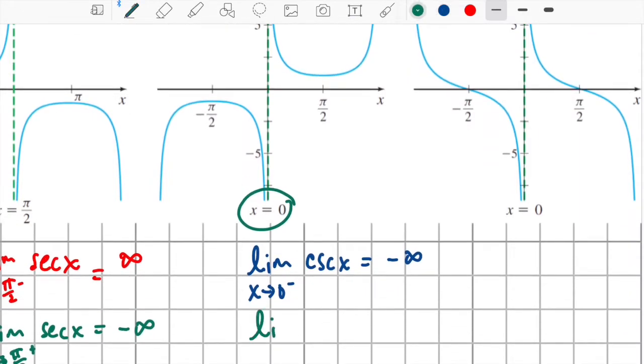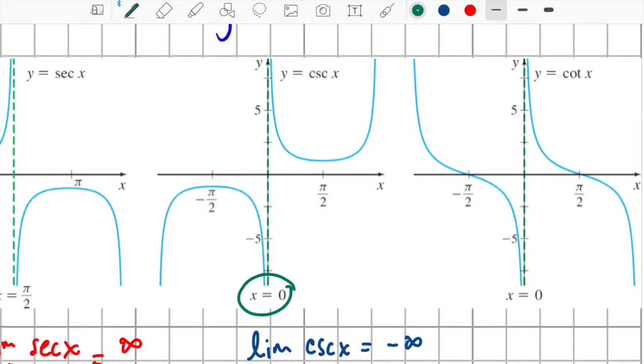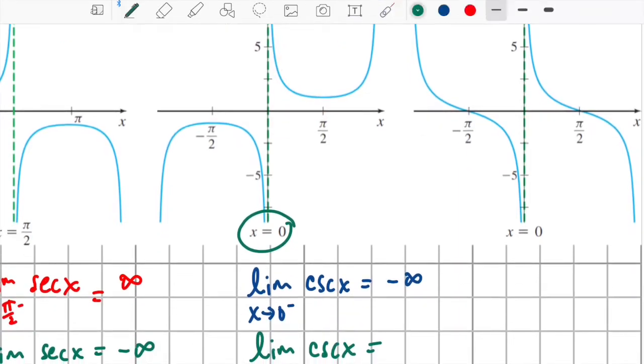And if you look at the right side, the limit as x approaches 0 from the right of cosecant of x. As we approach 0 from the right, my graph is heading towards positive infinity. The graph is going towards positive infinity. So the limit as x approaches 0 from the right of cosecant is just infinity.